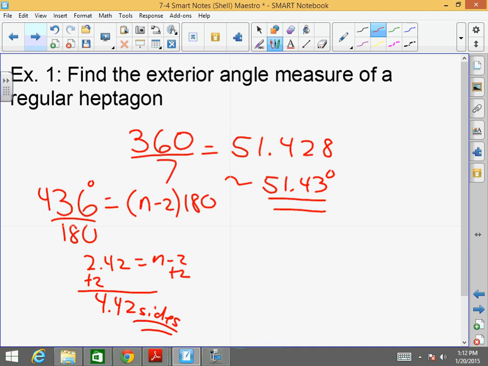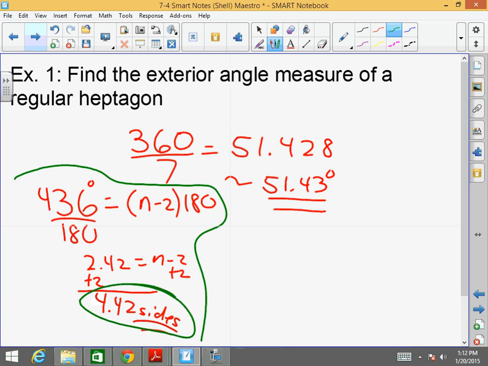So I just wanted to make sure we revisited that because I don't want you to get confused later or say to me, oh, Mr. Morrill, you can't have degrees that are decimals. Yes, you can. You cannot have 4.42 sides to create a polygon. Polygons need full, complete sides. But the exterior angles, they can be decimals. Whenever you have this, I would like you to round to the hundredths, unless I specify differently. Pretty simple, right, guys?